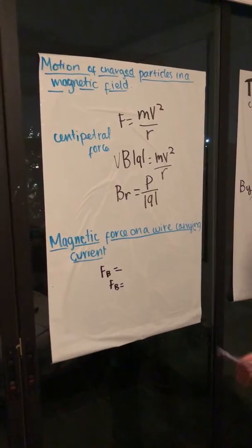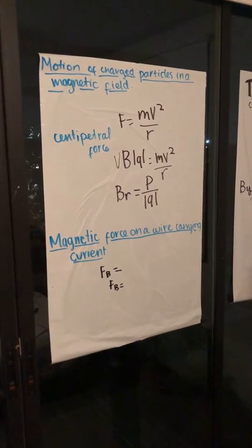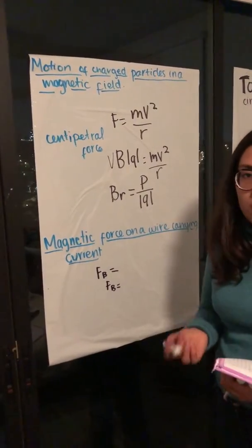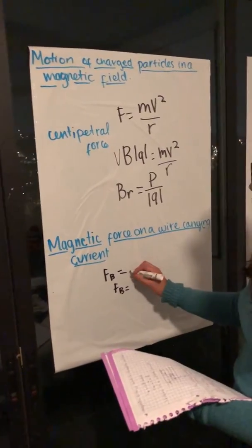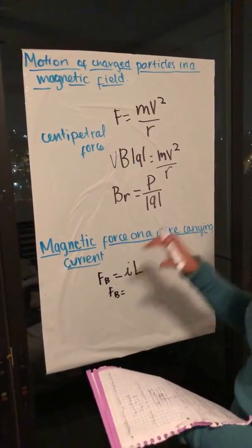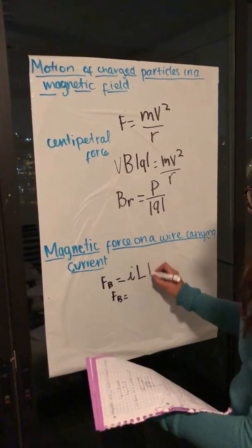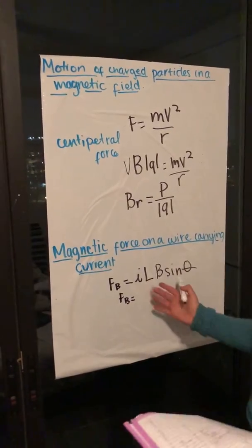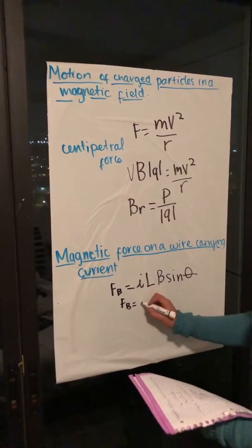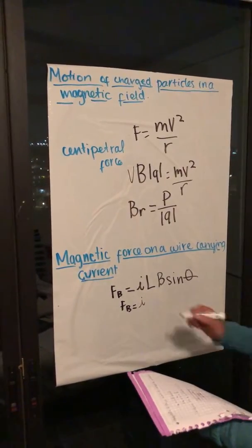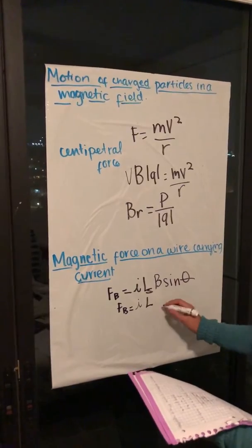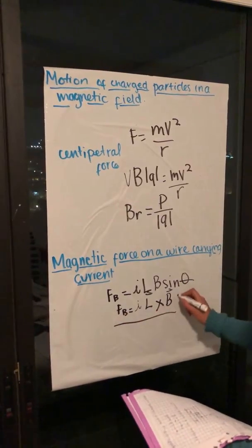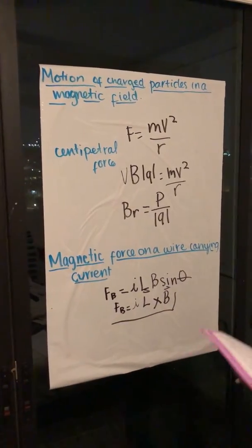Going on with magnetic force on a wire carrying current, with what we have seen in the other videos and in other units, we can easily say that this would be the current times the length of the wire times the magnetic field times the sine of theta. That would be the orientation between these two components. Or if we wanted to find it in a vectorial way, we would say that it would be I times L cross the magnetic field. This is how we would obtain the magnetic force on a wire carrying current.